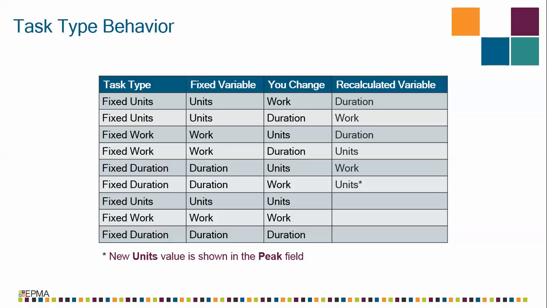So on a fixed units task, if you change the units, Microsoft Project will always recalculate the duration. This is something known as a programming bias of the Microsoft Project development team back in the early 1990s. They decided that their bias is toward duration. If you try to change the locked number, the software will always try to recalculate the duration first if it can.